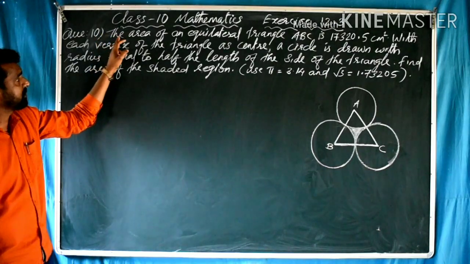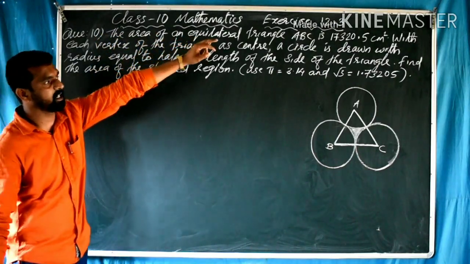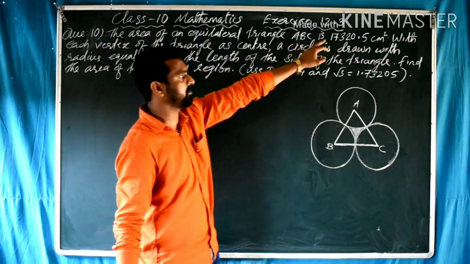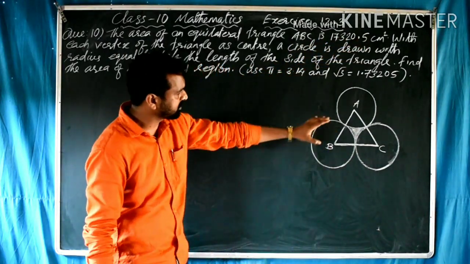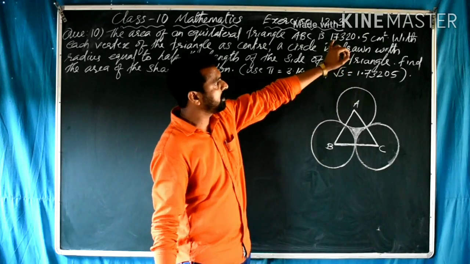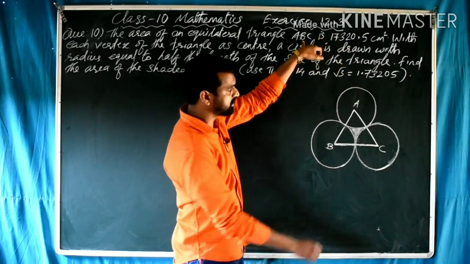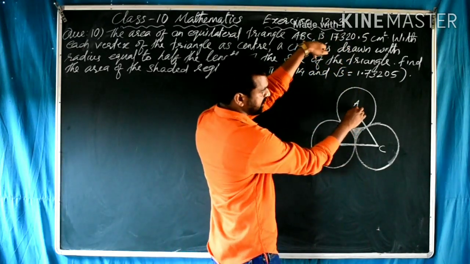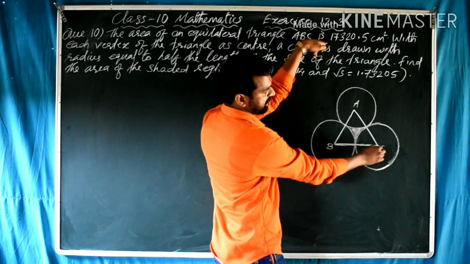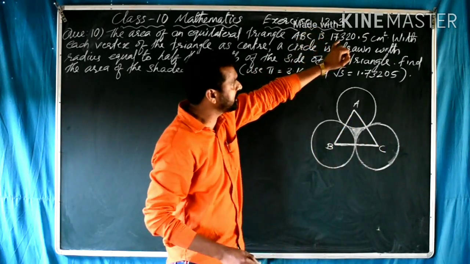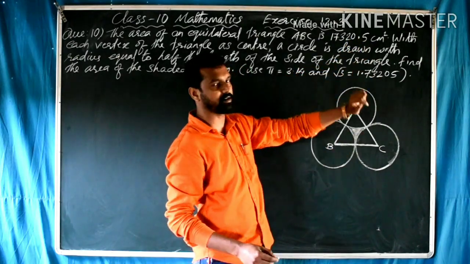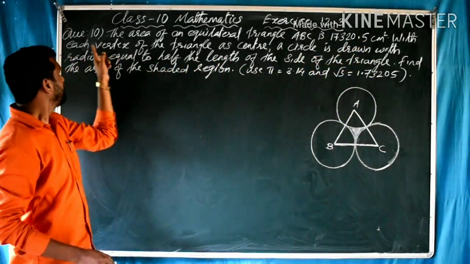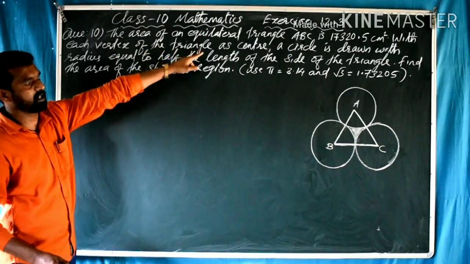See the question once more. The area of an equilateral triangle ABC is 17,320.5 centimeter square. It is given here in the figure. This one is the equilateral triangle ABC, and its area is given here, 17,320.5 centimeter square, with each vertex of the triangle as center.